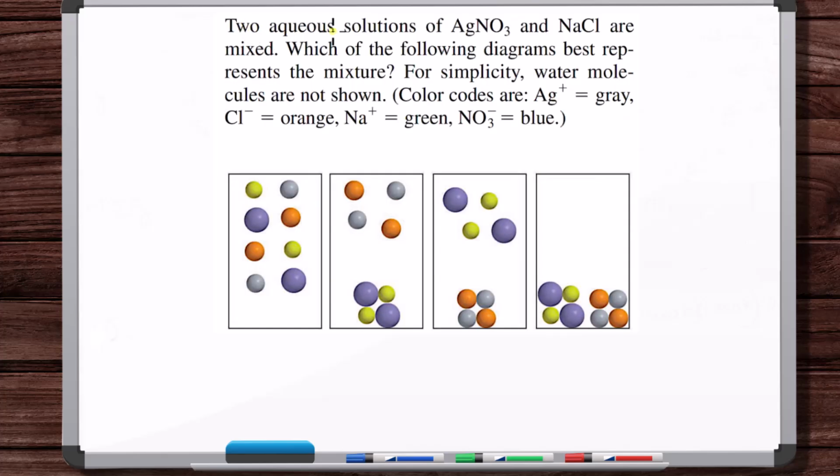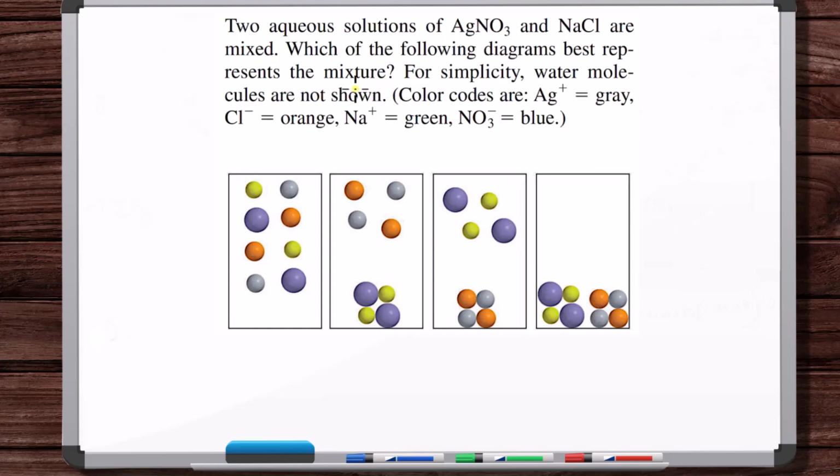In this video, we're going to work example problems related to precipitation reactions. Precipitation reactions in aqueous solution. So let's get started. Two aqueous solutions of silver nitrate and sodium chloride are mixed. Which of the following diagrams best represents the mixture?